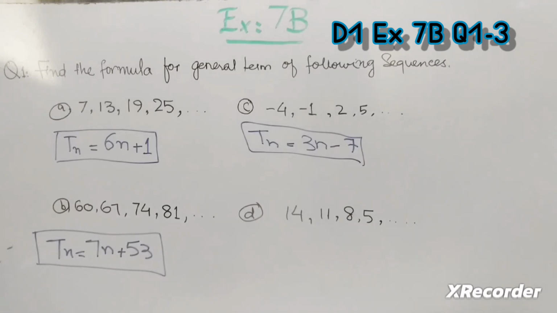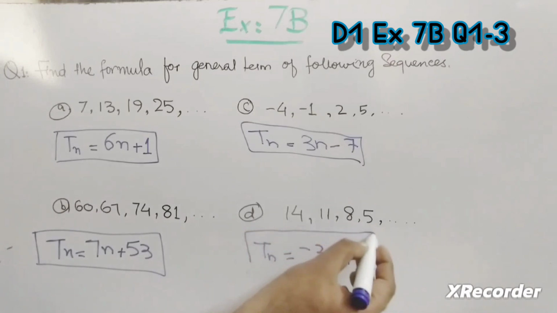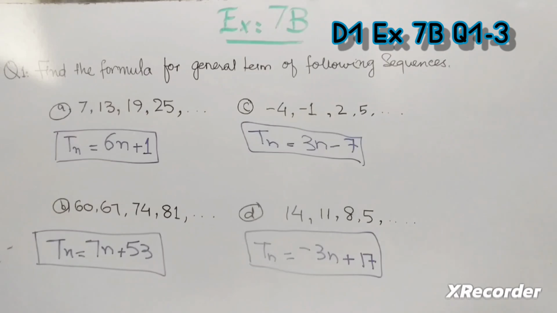Part D, 14, 11, 8, 5. So what is the difference there? -3. So -3n. First term is 14. If you put n is equal to 1, so -3, what should we add for making it 14? Plus 17. This is our required formula.